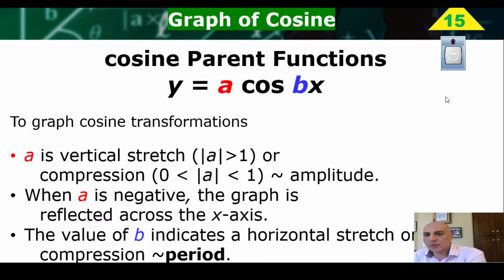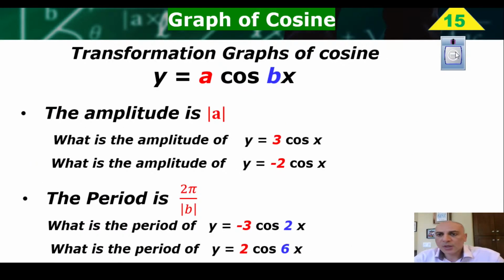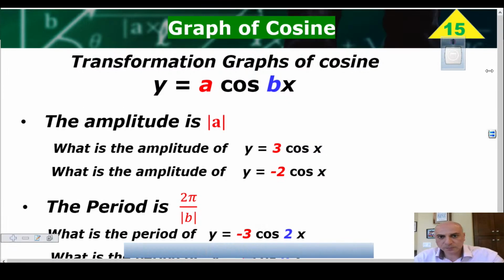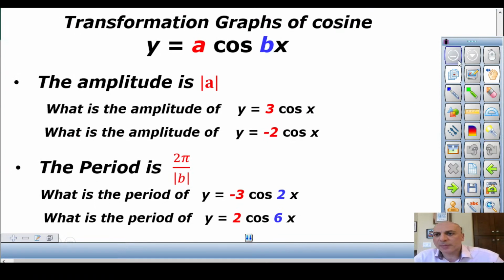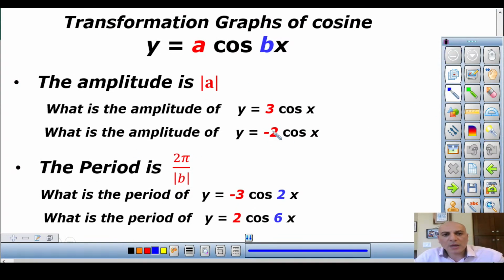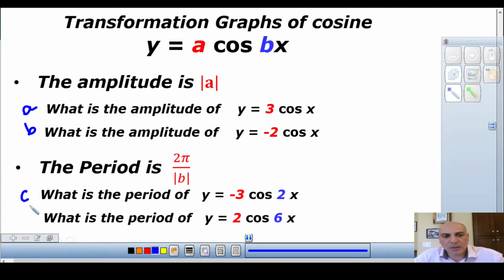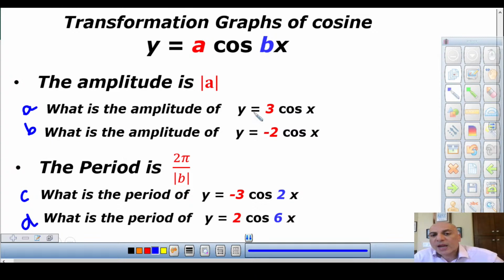Okay, let's take a few examples on this. Here are a few examples on the kids. It says transformation of the parent function, the graph. Here is the first example. Let's say this is A, this is B, this is C, this is D. For A, I have y equals 3 cosine x. They're asking me for the amplitude. Remember, the amplitude is the absolute value of A. Since A equals the absolute value of 3, your amplitude is going to be 3.